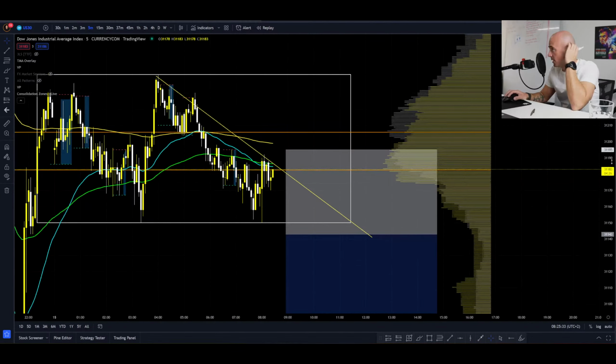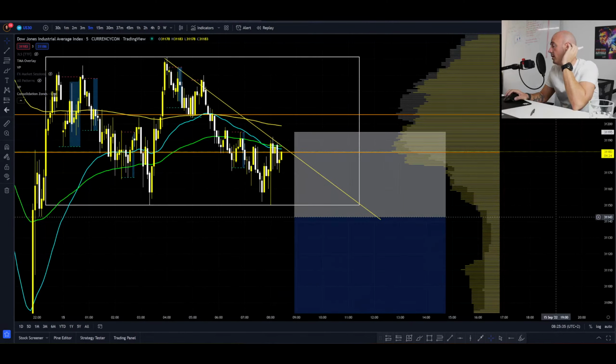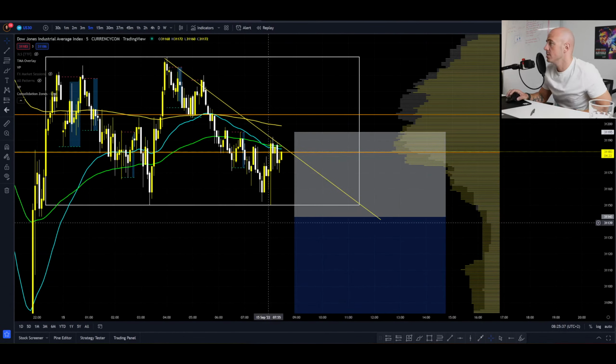Trend lines are subjective. They are not concrete. They're imaginary lines we draw on charts to give us a visual representation.